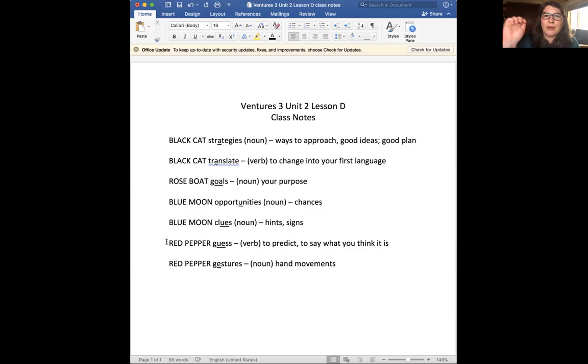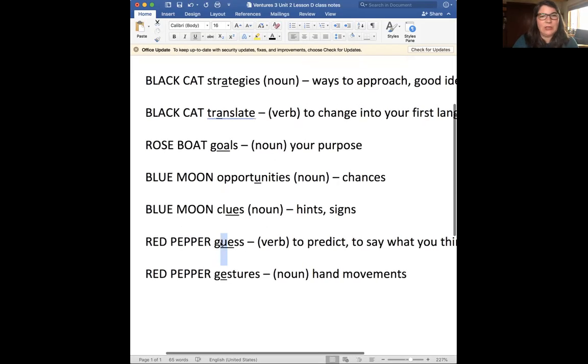Red pepper guess. Do you know to guess? It means to say what you think is right, even if you're not sure. Red pepper guess. I know there's a U right here, but we don't say it. It's just guess. And red pepper gestures, gestures. And this first one is a J, okay? Gestures are hand movements like this. And the open hand is a gesture, okay? So we use gestures a lot when we speak in English.